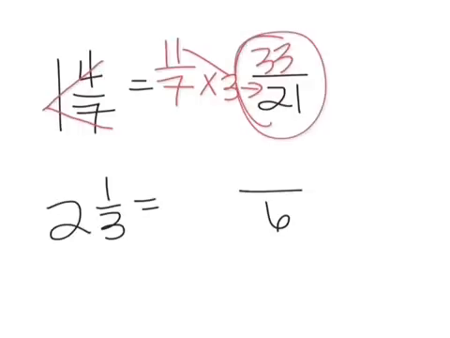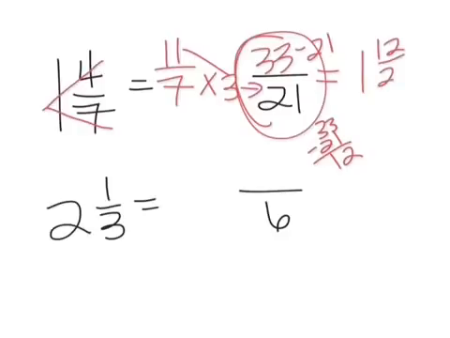Now I could leave it like this as an improper fraction, or I could turn it into a mixed number again. So I would ask myself, how many times can 21 go into 33? Once. I'd subtract that 21: 33 minus 21. 3 minus 1 is 2. 3 minus 2 is 1. So I would get 1 and 12 over 21. Now, 33/21 and 1 and 12/21 are equivalent. They are the same. What that means is I went from an improper fraction to a mixed number.